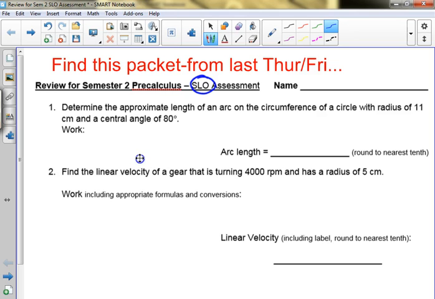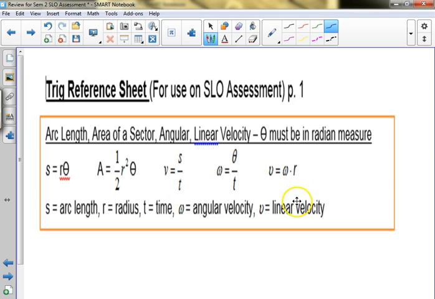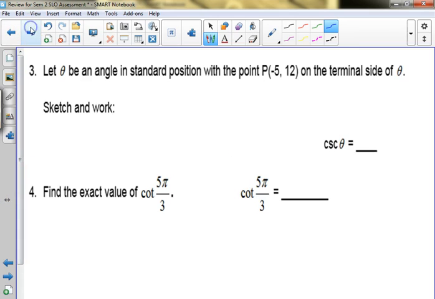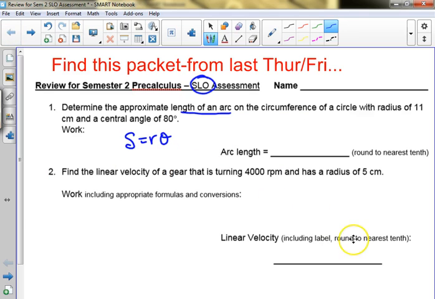The test on this first part will be Monday to determine the approximate length of an arc. What is that called? Does anyone remember the variable we use for length of an arc? Yes, S equals R theta. And that is on the reference sheet. You will have this reference sheet for the test, okay? It doesn't work until theta's in radians.